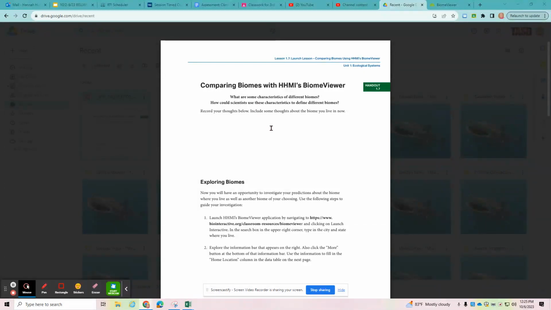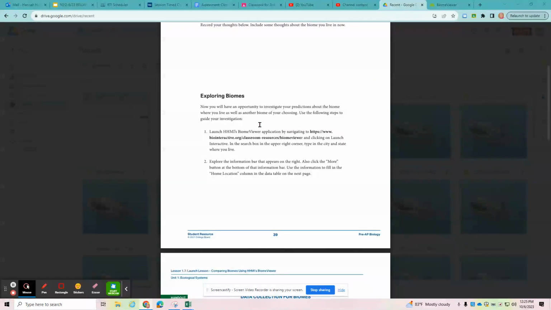What are some characteristics of different biomes? How could scientists use these characteristics to define different biomes? Just think back to elementary and middle school when you talked about biomes, things like rainforests and deserts and savannas. Those are the things that we're thinking about. So, record your thoughts. Once you're done with that, we're going to be exploring biomes virtually.